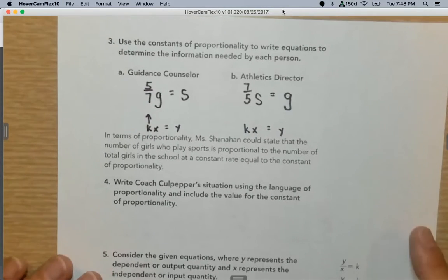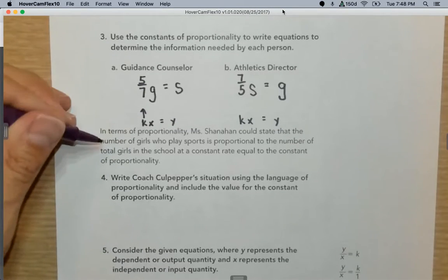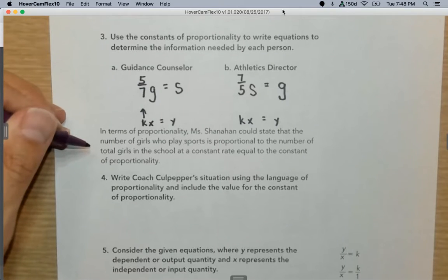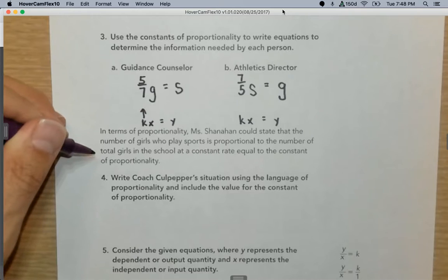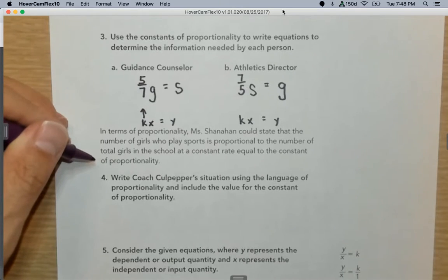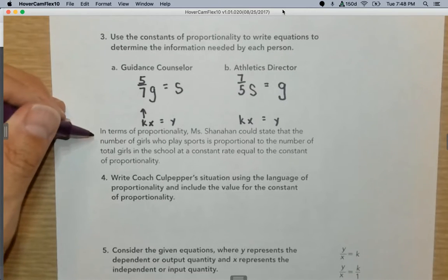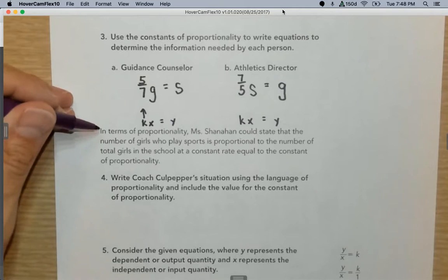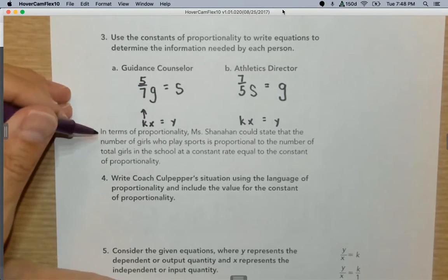In terms of proportionality, Miss Shanahan could state that the number of girls who play sports is proportional to the number of total girls in the school at a constant rate equal to the constant of proportionality. Oh, I need to read that again. So I start reading something and I'm a learner and I realize I'm not understanding it. One of my first steps is to go back and reread it. So I zoned out for a second, so I want to just do that again.